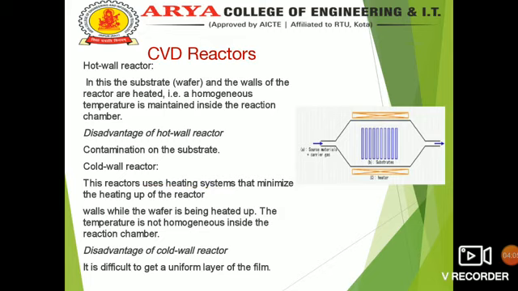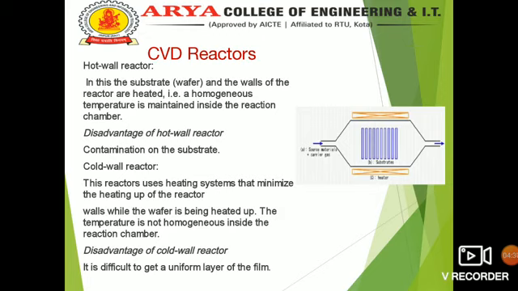CVD reactors are of two types. First one is hot wall reactor and cool wall reactor. In hot wall reactor, the substrate and the wall of the reactor are heated, meaning a homogeneous temperature is maintained inside the reaction chamber. Disadvantage of hot wall reactor is contamination of the substrate.